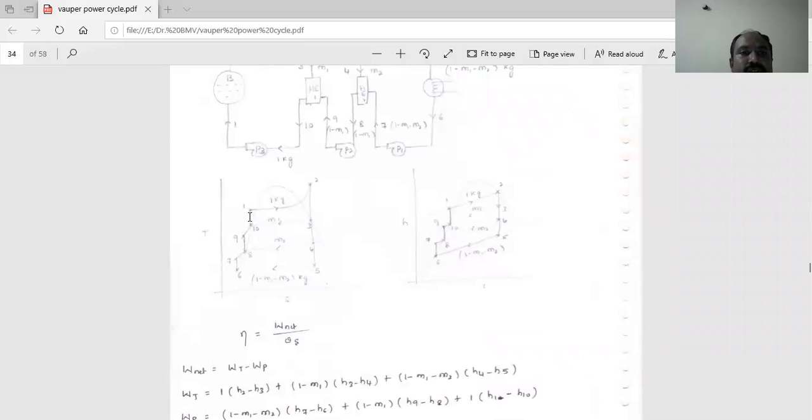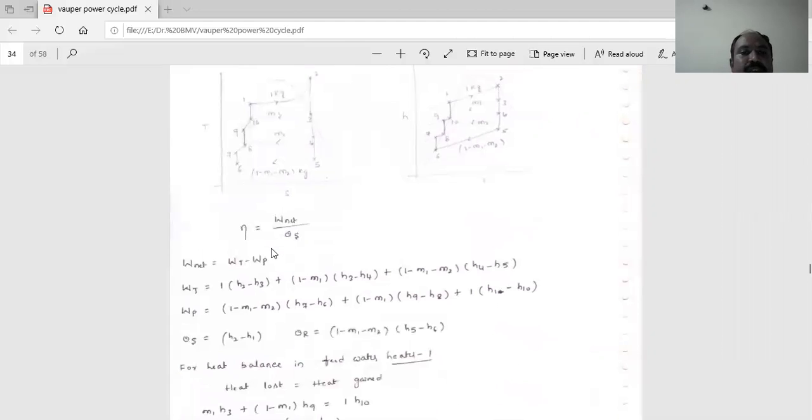From stage 1 to 2, superheated steam is obtained. At 2 to 3, M1 amount of steam is trapped, and at stage 4, M2 amount of steam is trapped. At stage 5, 1 minus M1 minus M2 amount of steam goes to the condenser. In such a way we have to write down the TS and HS diagram. Then we have to write down the efficiency expression.